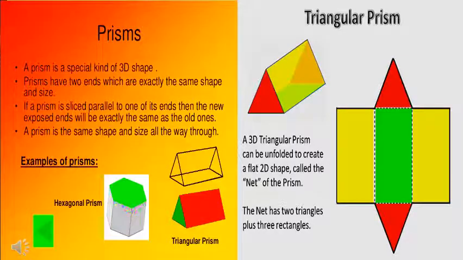Let's see another example of a solid and its net. This is a prism, which has 2 identical ends. If we cut that prism, then also we get a similar shape as the previous one. Here are examples of prisms, that is a hexagonal prism and a triangular prism. Here we can easily understand its net: a 3D triangular prism can be folded to create a flat 2D shape, the net of the prism.